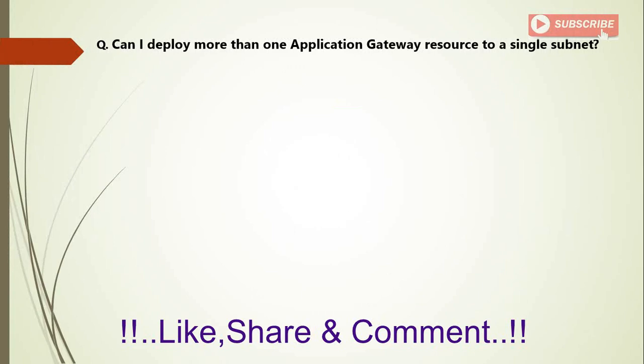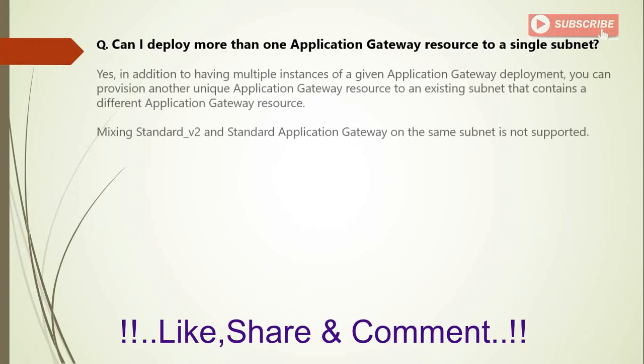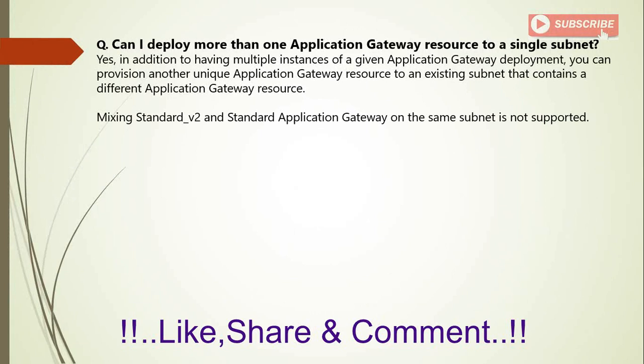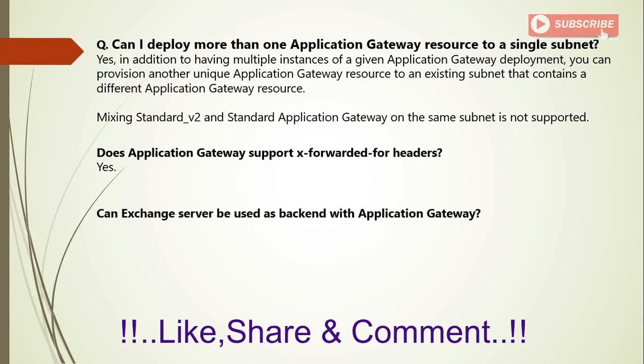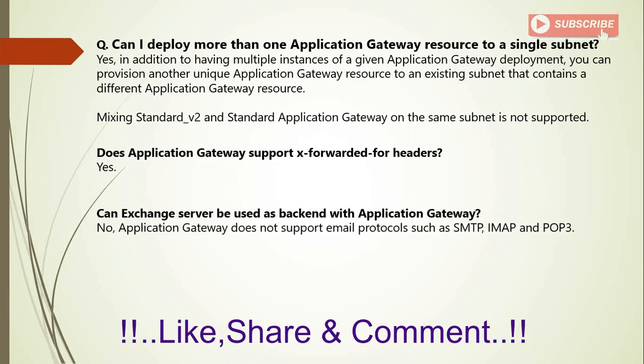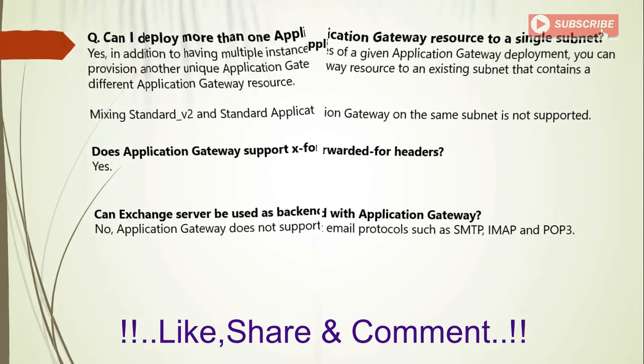Can I deploy more than one application gateway resource on a single subnet? Yes, you can do it. Does application gateway support X-Forwarded-For headers? Yes, it supports. Next one, can Exchange server be used as backend with application gateway? No, it does not. Application gateway does not support email protocols such as SMTP, IMAP or POP.